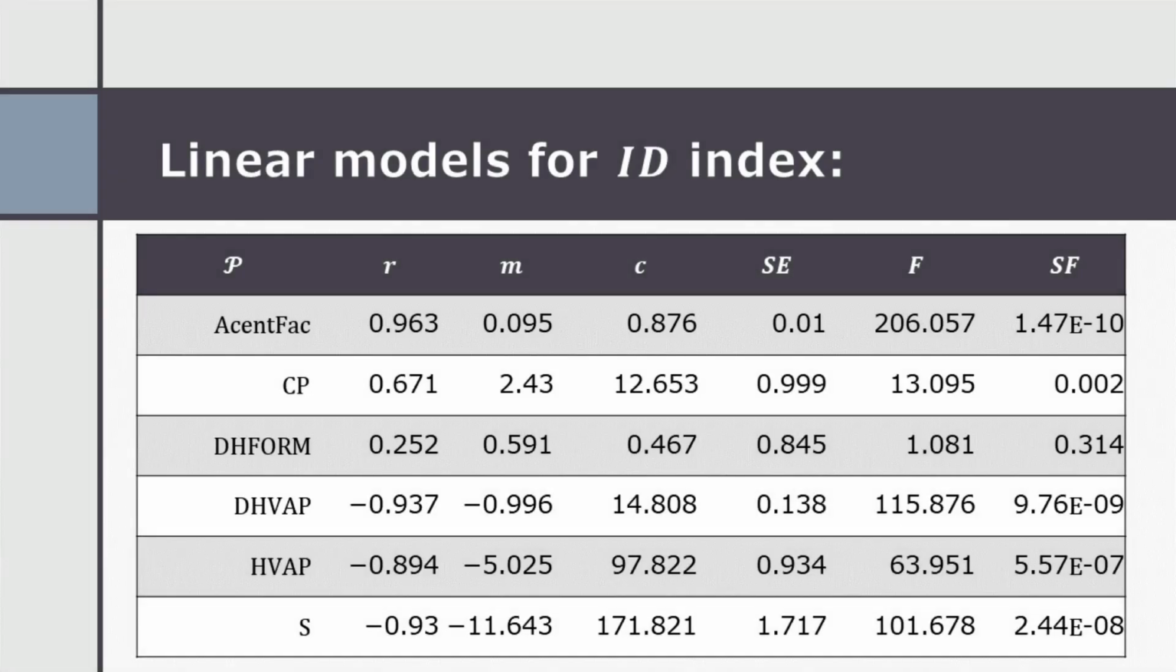In this table, we summarize the regression parameters and statistics of the previous linear QSPR models. Here, R, M, C, SE, F, and SF are the correlation coefficient, slope, intercept, standard error, F-test, and statistical significance, respectively. Note that for the properties acentric factor, standard enthalpy of vaporization, and entropy, the ID index has good predictive power, with correlation coefficient values higher or very close to 0.9.